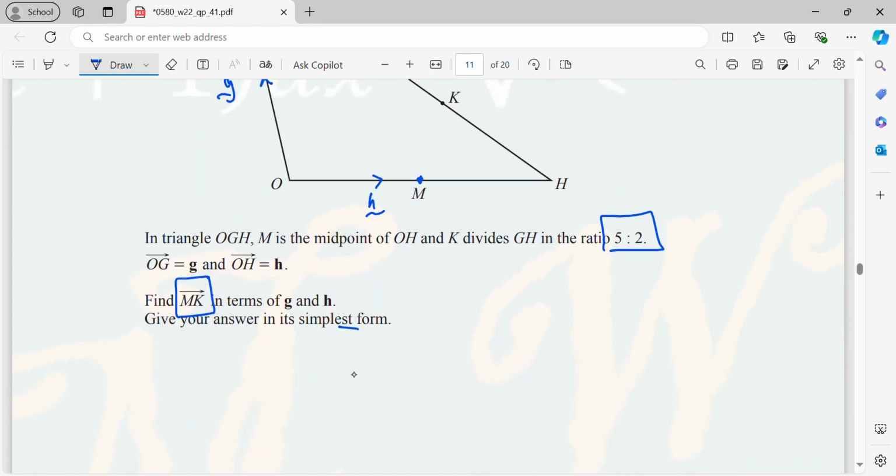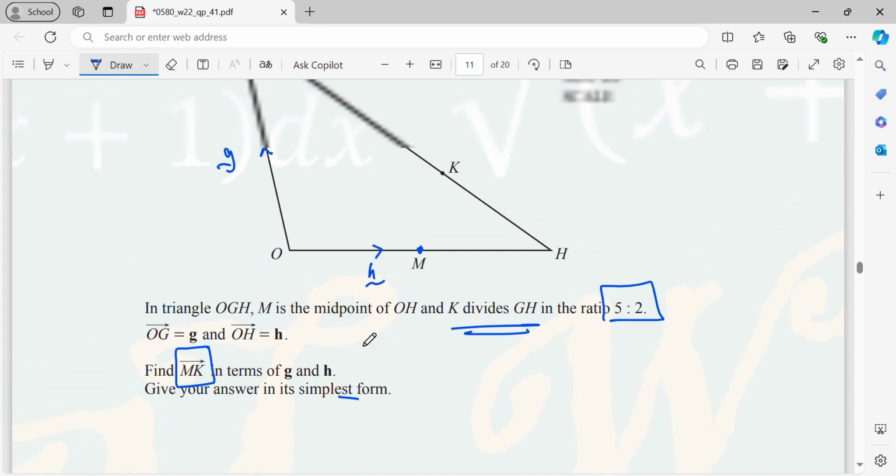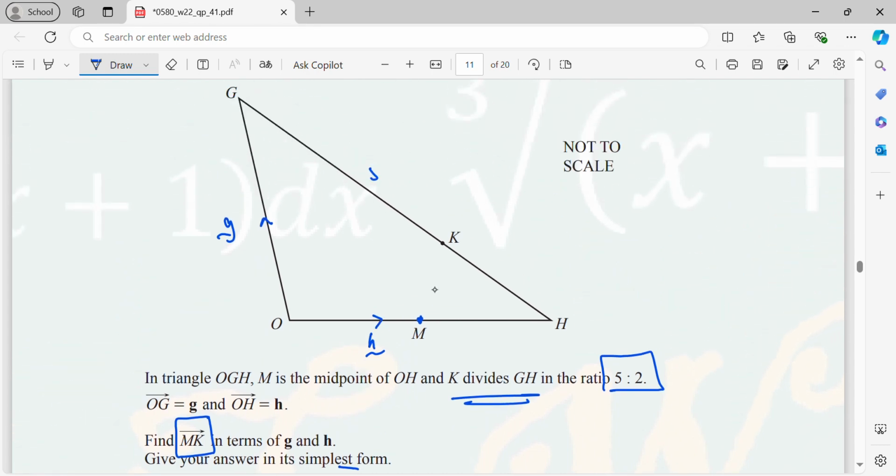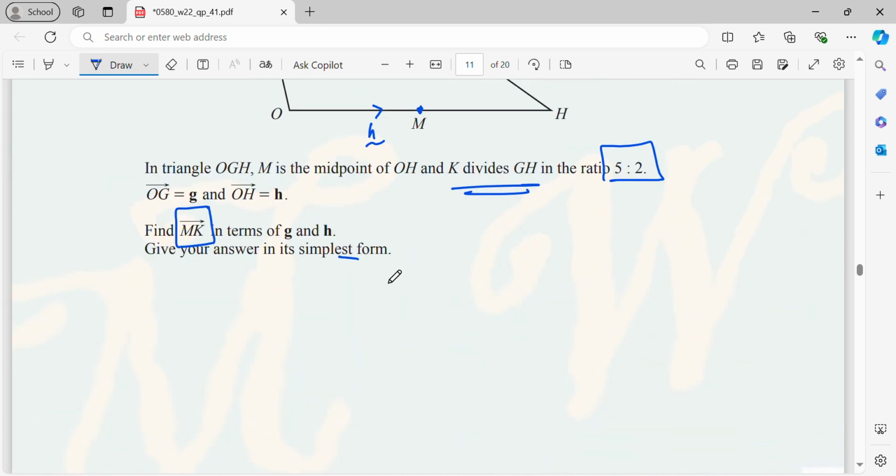Okay, so now I will use this. So K divides GH in the ratio 5 to 2. That means here 5, this is 2, which means GK over KH is 5 to 2. So I will write GK over KH equals 5 to 2. So it means that vector GK is 5 over 2 vector KH.